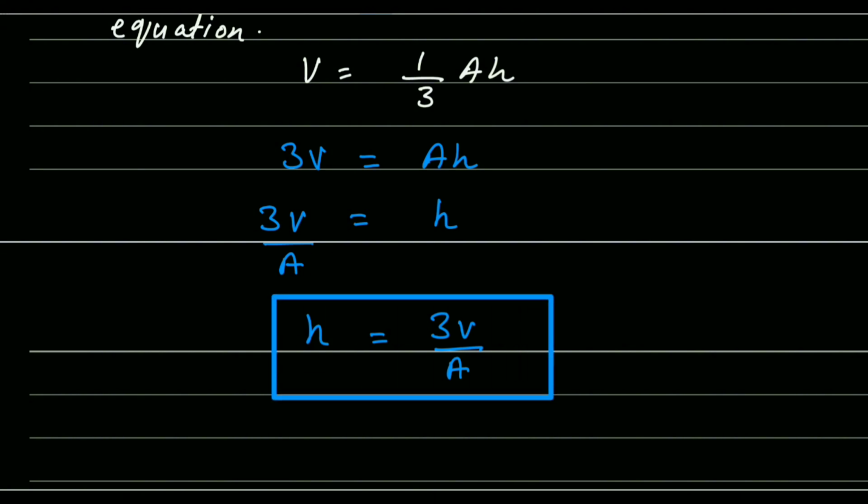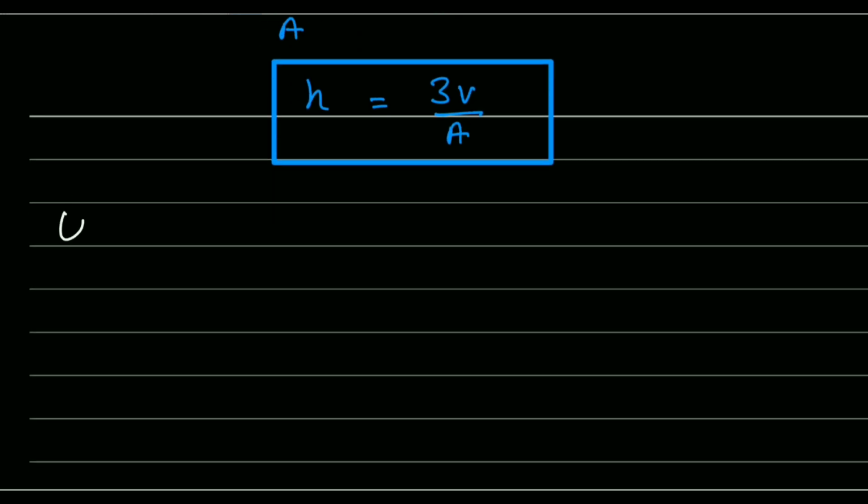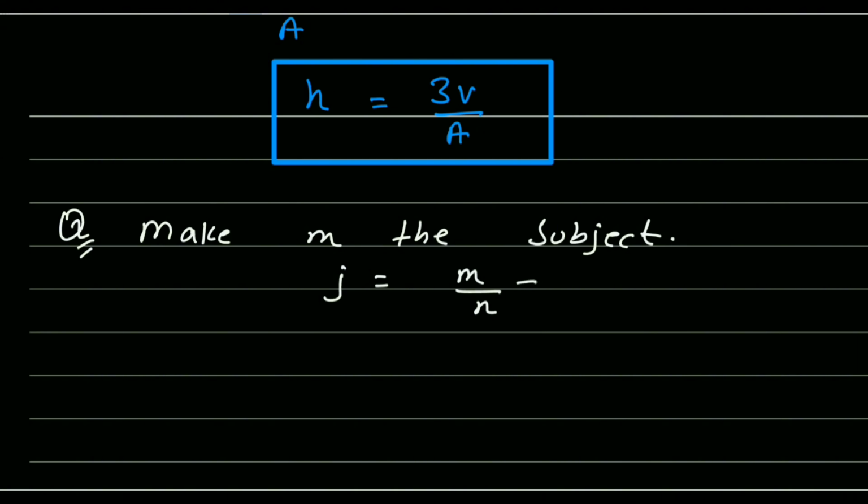So one last past paper question I will solve. Make m the subject. j is equal to m by n minus k.